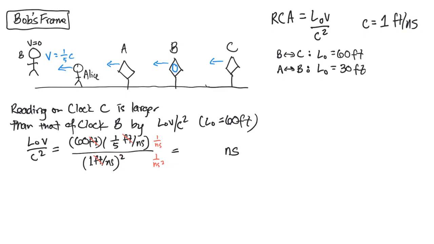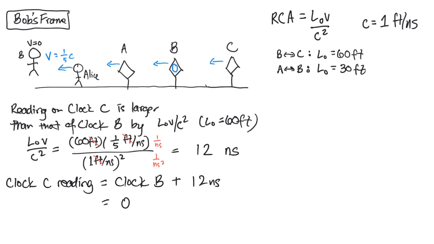Okay, so we have a unit of time as our result, which is good because we're looking for a set ahead time. The only remaining item here is to recognize that 60 divided by 5 is 12. So we just need to write our number 12 here. And that tells us that, just to be really explicit, the clock C reading is equal to the clock B reading plus 12 nanoseconds.